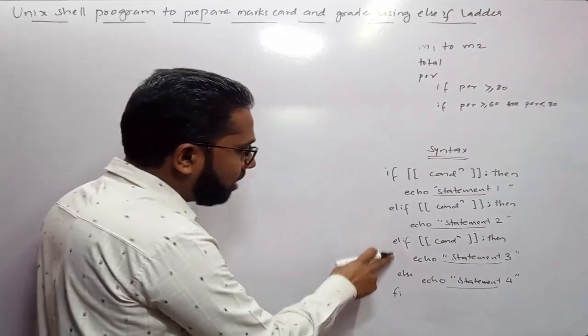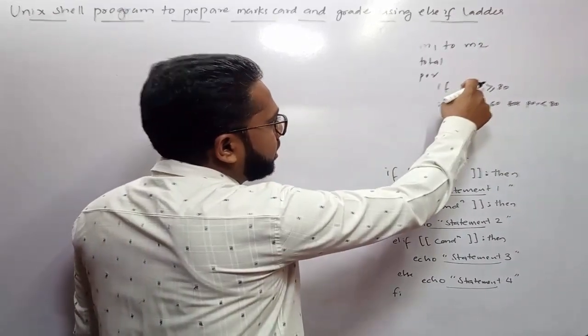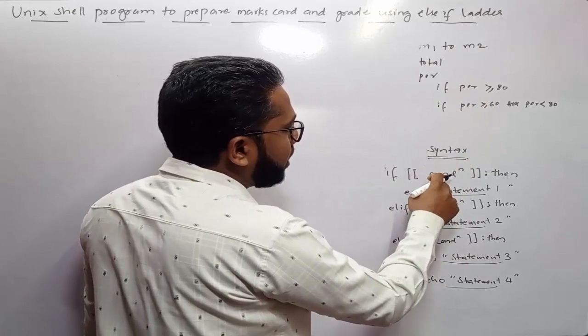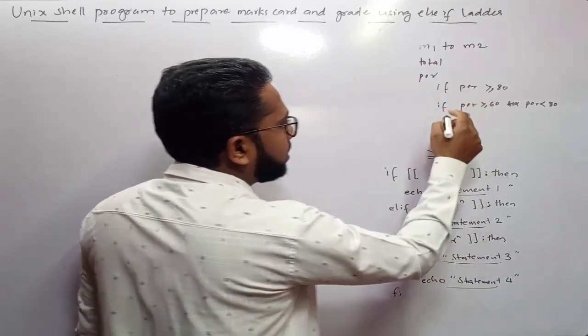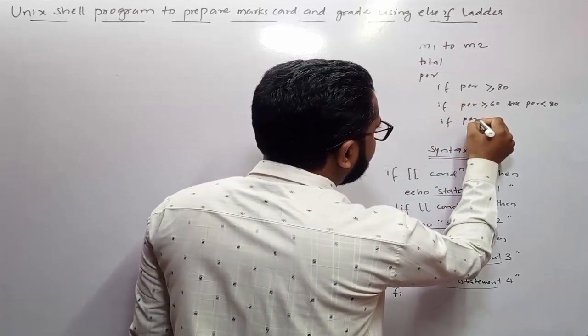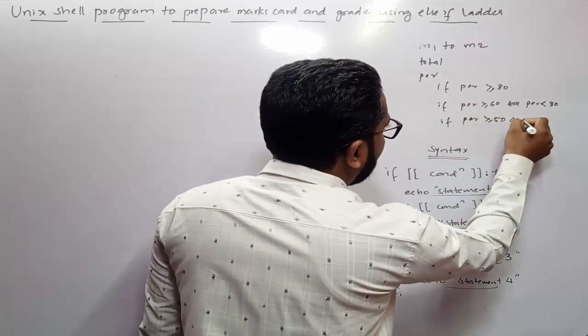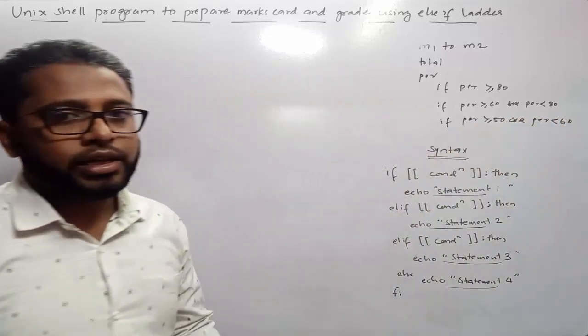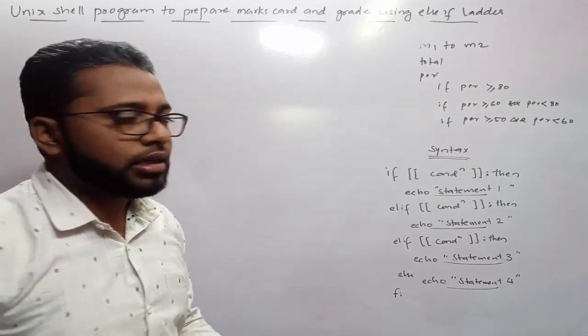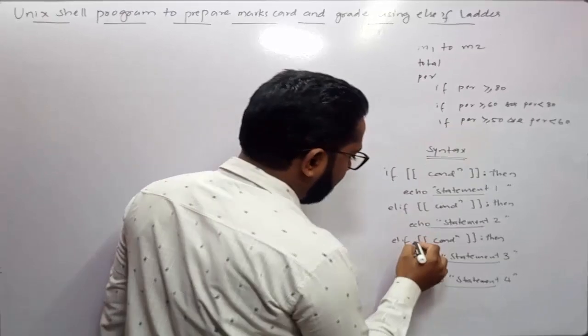Okay, we are following the same syntax. The first condition relates to this condition, and then this condition relates to this condition. If this condition becomes false, then I will check one more condition. If percentage is greater than or equal to 50 and percentage is less than 60, then I will be displaying the result as second class. Okay, that means this condition.